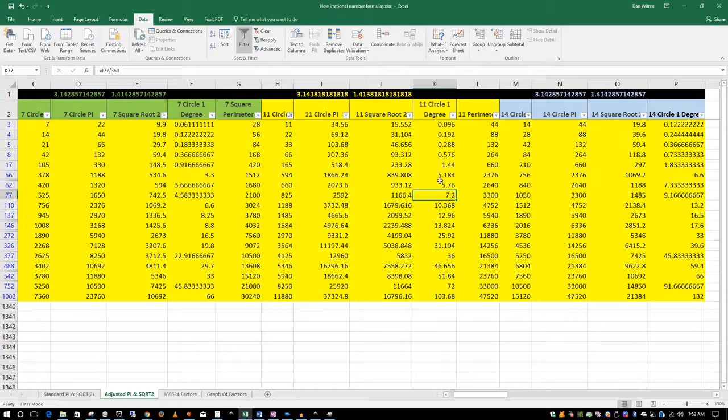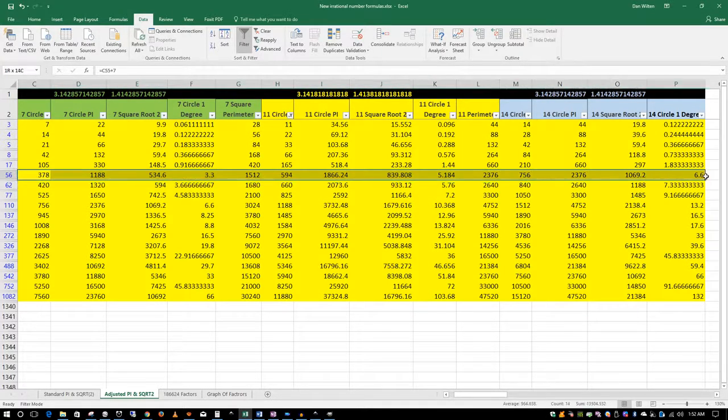There's a couple of ones that I saw that were significant. I think one of them, of course, was this one here, because here you're seeing the 594, which actually squares the 756 circle. The pi of that is 186624, and each 1 degree on that circle is 5.184.